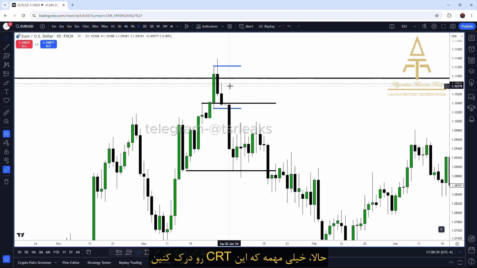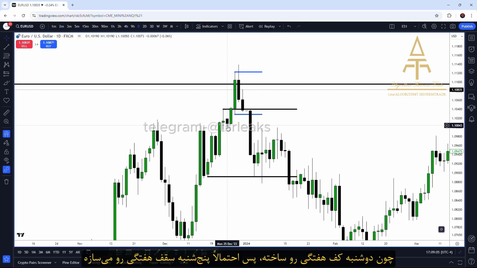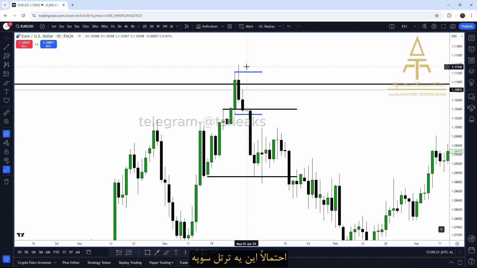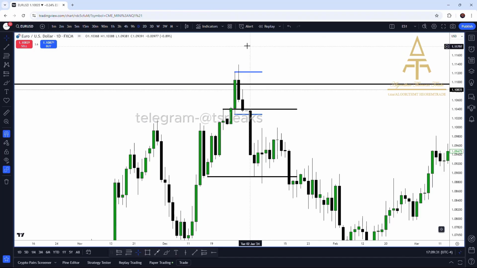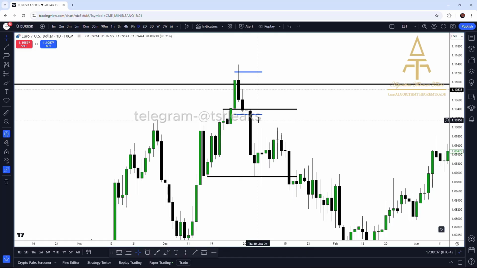Now, this CRT is important to understand, as Monday created the low of the week, so Thursday will likely create the high of the week. If Thursday is creating the high of the week and you are seeing a wick above Wednesday's range, it is likely that this will be the turtle soup, and we will target Wednesday's range low either on Friday or the week after. This is high probability. This is something that you could execute upon.